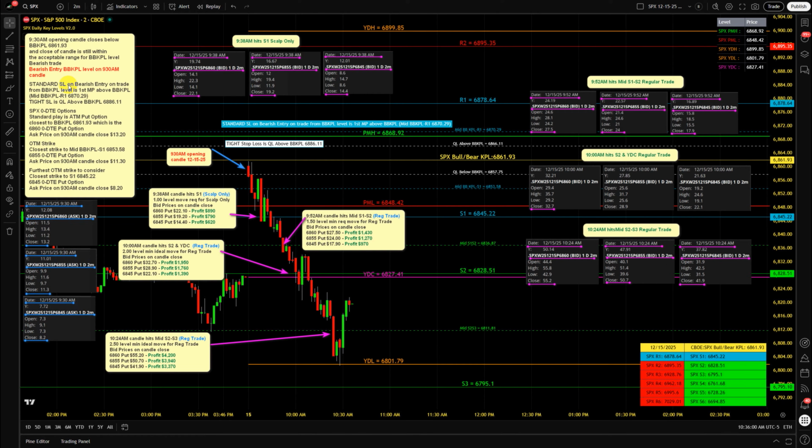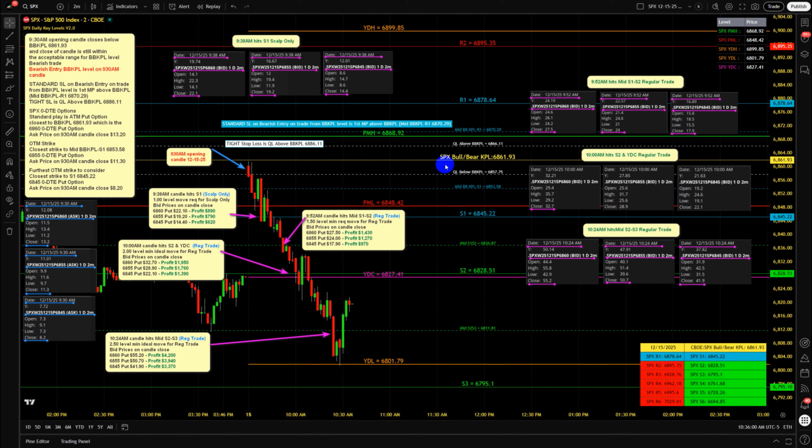How you figure out the 3 option strikes to utilize on this particular trade: we're taking the level that we're taking the trade from, the SPX bull bear KPL level, and the closest at the money strike, meaning the closest at the money SPX option strike to the bull bear KPL level, is going to be your standard play utilizing the daily key level strategy. And in this case, the closest strike is the 68.60 strike, which is going to be a put option since we're doing a bearish trade.